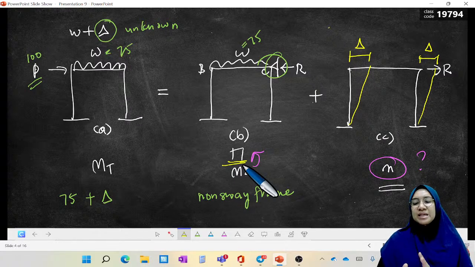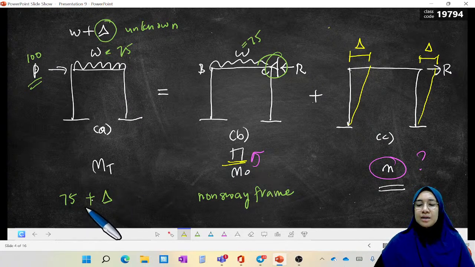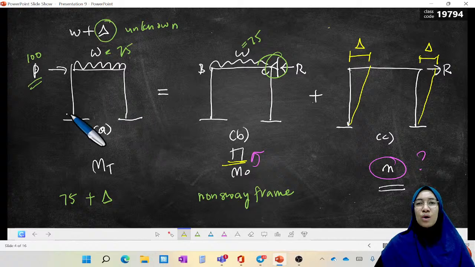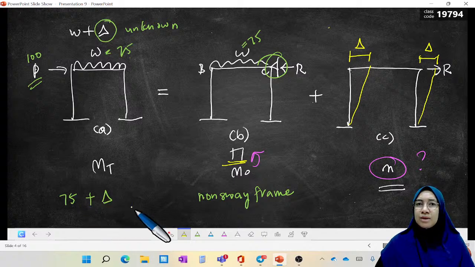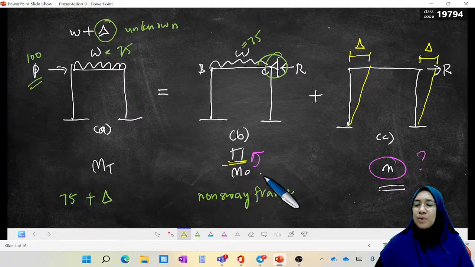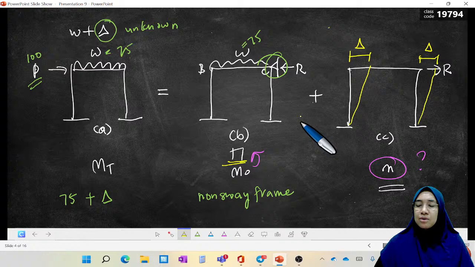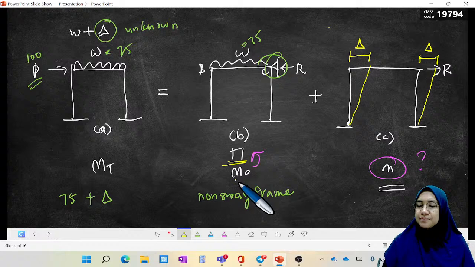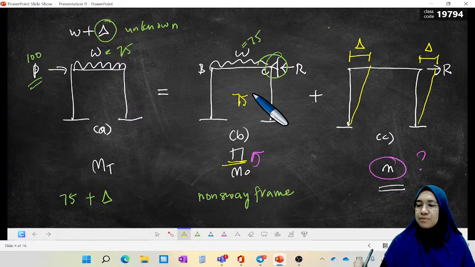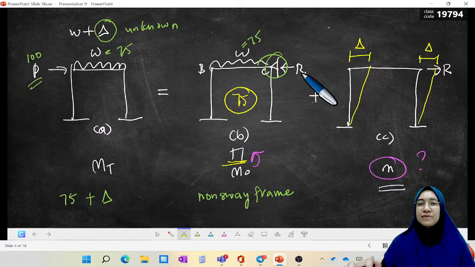Just imagine like this. We have the original frame, which has W of 75 kilonewton per meter plus delta. When we need to divide these two things, we actually divide. Under B we put the 75. So 75 is here, plus delta.